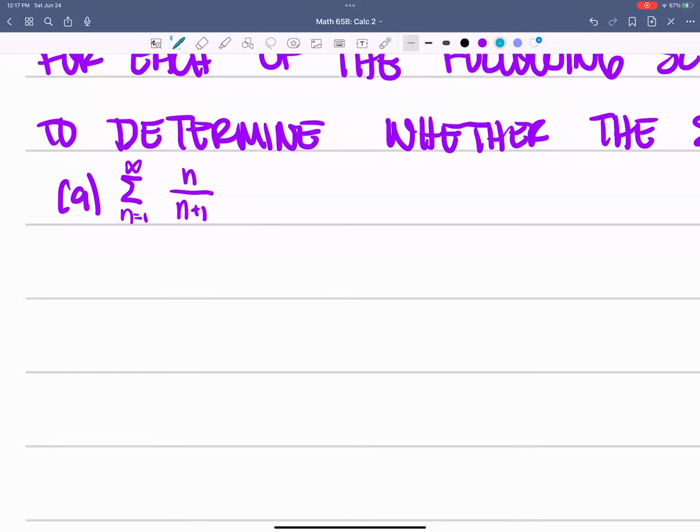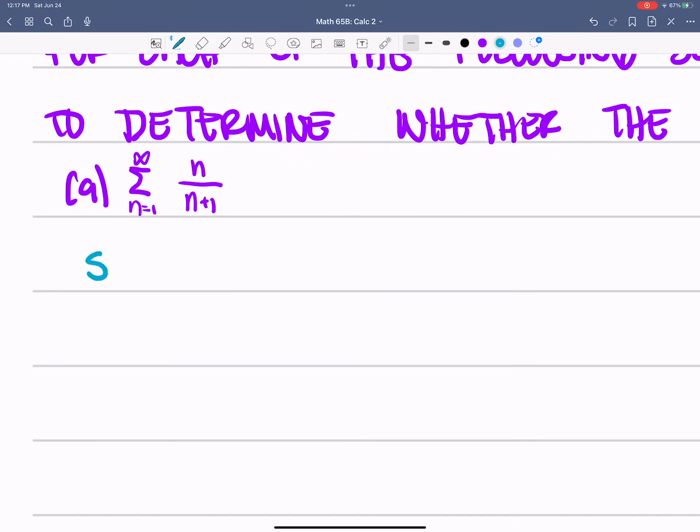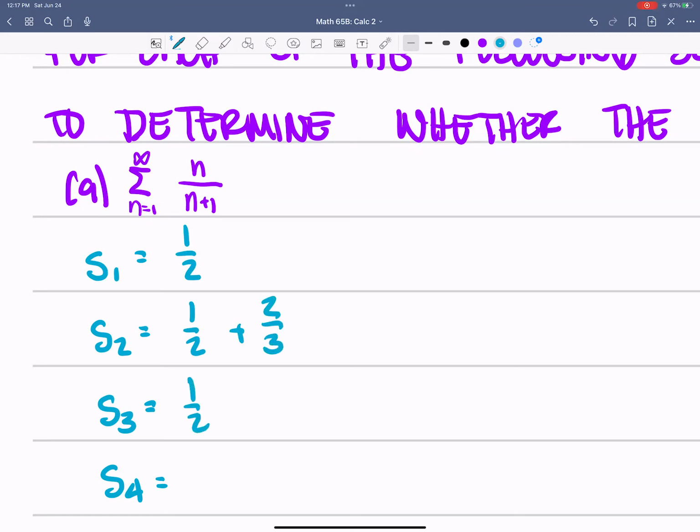So let's see. I'm going to look at the first few sums. We'll say S1, S2, S3, S4. Hopefully we see a pattern after 4. S1 will be 1 over 2. S2 is 1 over 2 plus 2 over 3. S3 is 1 over 2 plus 2 over 3 plus 3 over 4. S4 is 1 over 2 plus 2 over 3 plus 3 over 4 plus 4 over 5.